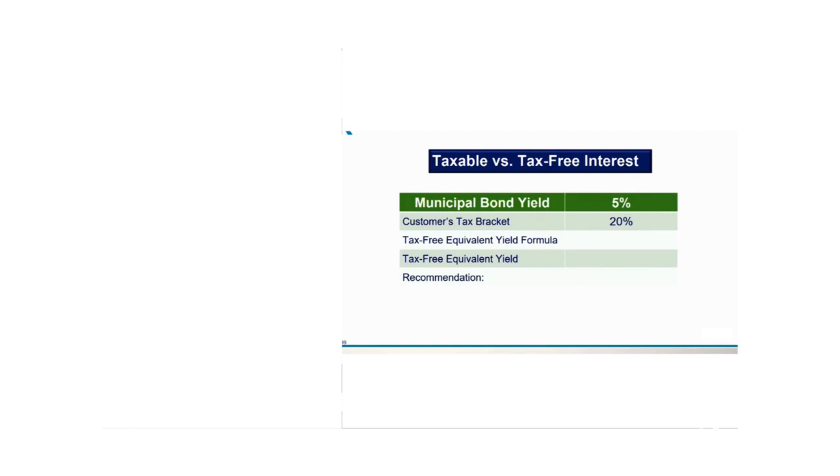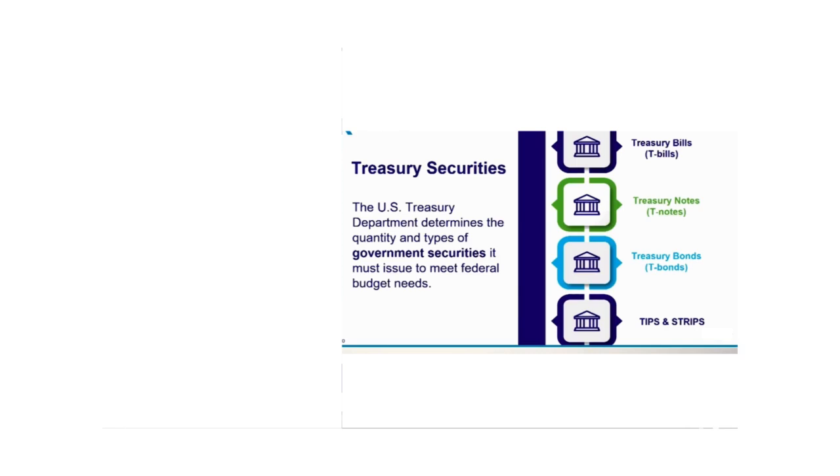And one final example to show the taxable equivalent on a tax-free municipal. Let's take a 5% tax-free return on a municipal bond for someone in a 20% tax bracket. We take the tax-free return of 5% and divide it by 100% minus the customer's tax bracket. So here, 5% divided by 80% equals a taxable equivalent of 6.25%, meaning a taxable corporate bond would be a better deal for this investor if it yielded 6.25% or higher.